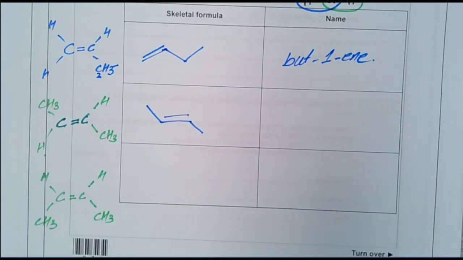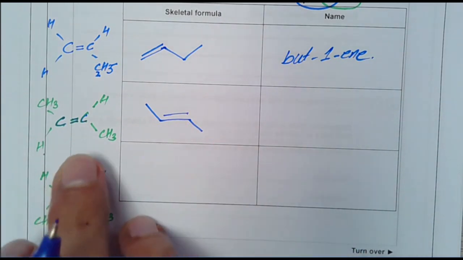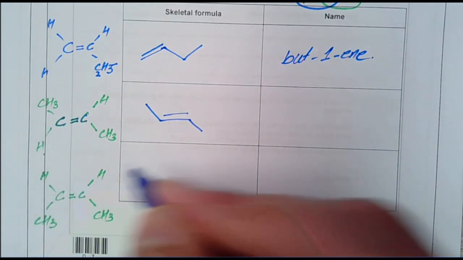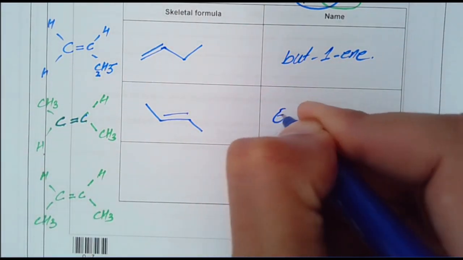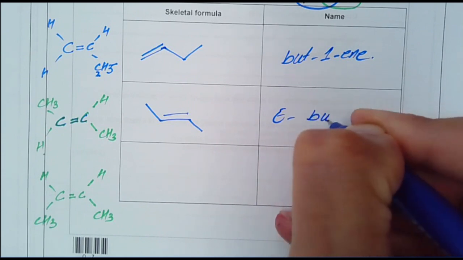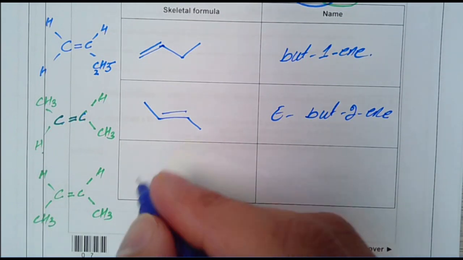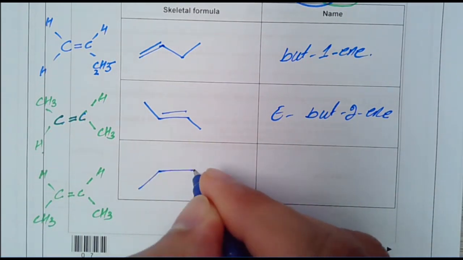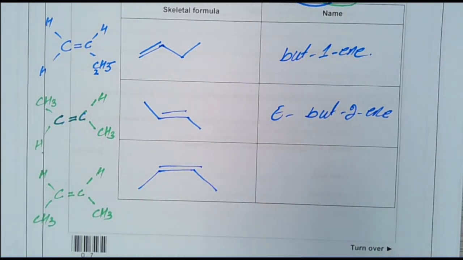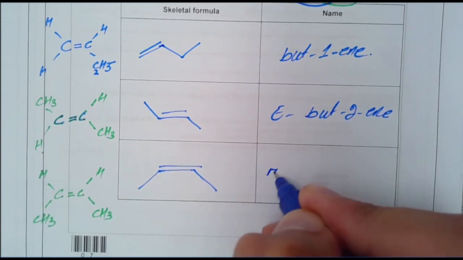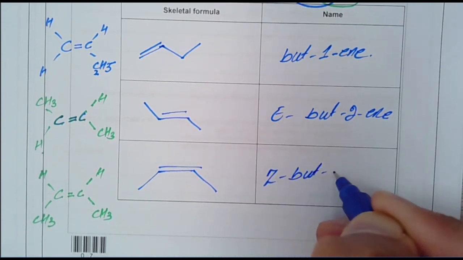Agreed. What will be the name for this one? In this case, they are in diagonal. So the high priority groups are across. So I can say this will be my E-but-2-ene. If I draw the structure of this one, it will be this, this, and that. I have a double bond here. And this one will be Z-but-2-ene.